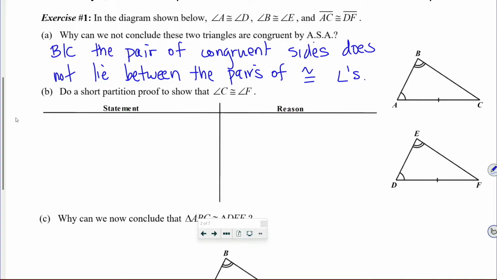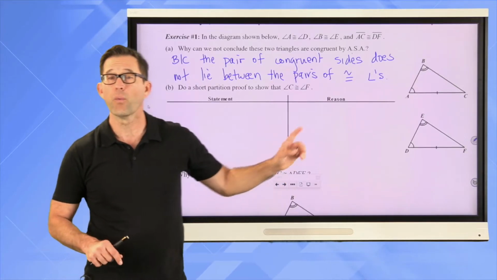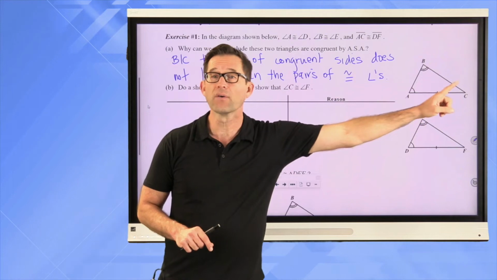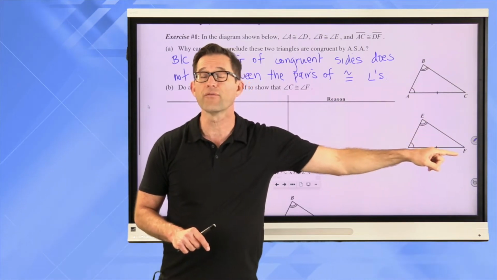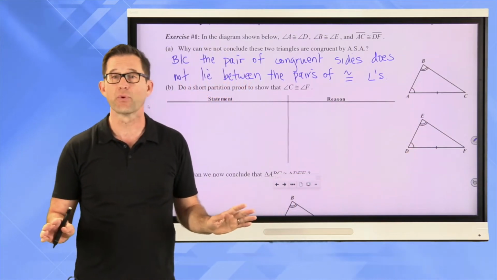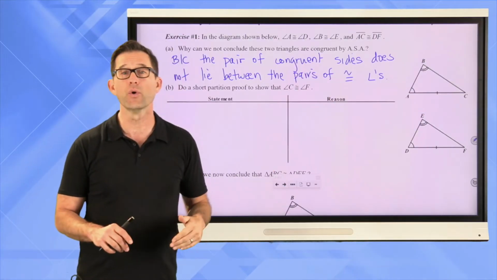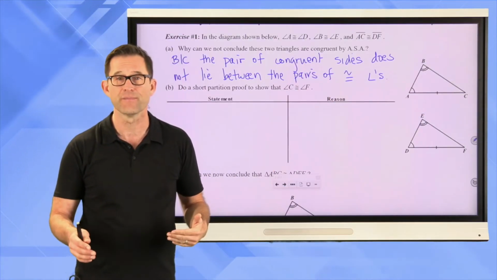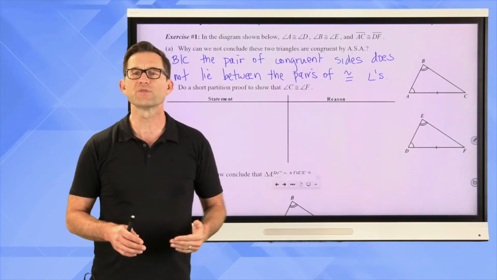Do a short partition proof to show that angle C is congruent to angle F. So I claim that we can prove right now that angle C is congruent to angle F without actually proving that the two triangles are congruent and using CPCTC. All right, so let's do this one together.